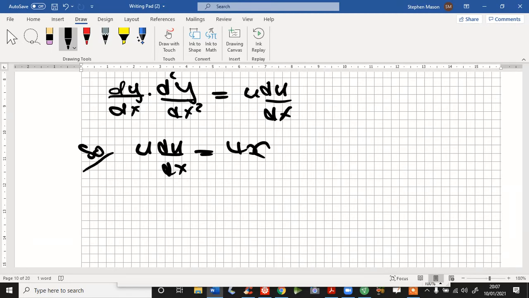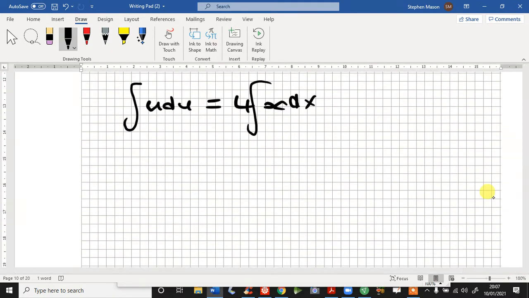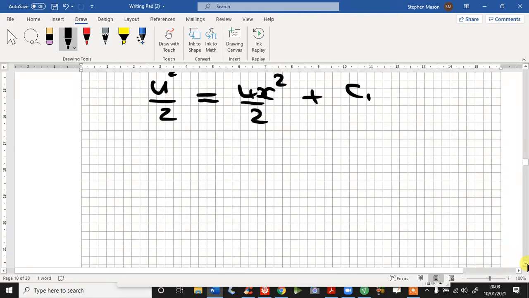Now, we can separate the variables effectively. What we're going to do now is integrate with respect to x, so that we get the integral of u du equal to 4 times the integral of x dx, right? And if we integrate that, we get u squared over 2 equal to 4x squared over 2 plus a constant, which we will call C1. Constant C1 is basically a constant of integration.